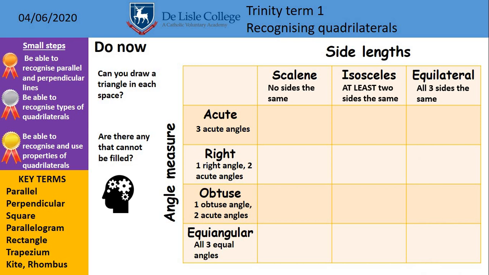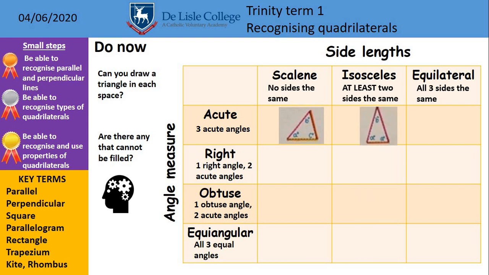Okay, so there's a small clue. So remember, scalene, no sides are the same. Isosceles has at least two sides the same. Equilateral, all three sides are the same. Okay, and if we were to fill in this first one, acute angle, that is one that is less than 90 degrees. So three acute angles there, A, B and C, all three are less than 90 and all three have got different side lengths.